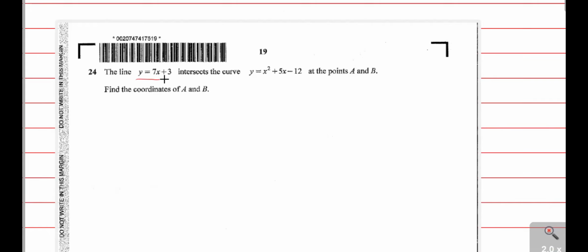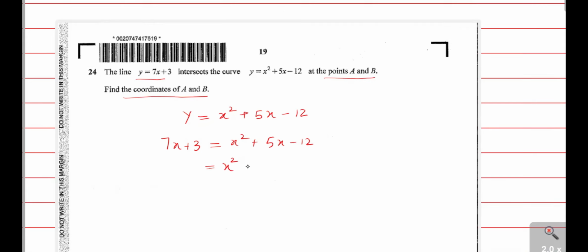Question number 24. The line y equal to 7x plus 3 intersects the curve y equal to x squared plus 5x minus 12 at the points A and B. Find the coordinates of A and B. To calculate the coordinates of A and B, we will solve these two equations simultaneously. To do so, we will substitute the value of y in this equation. The value of y here is 7x plus 3. We write this 7x plus 3, and x squared plus 5x minus 12 we write as it is.